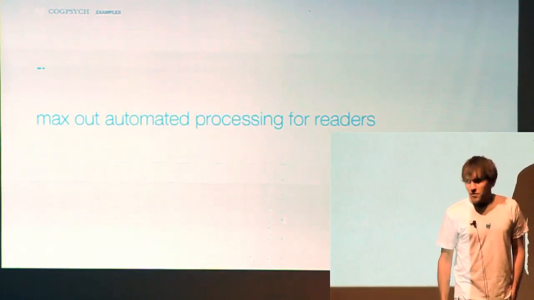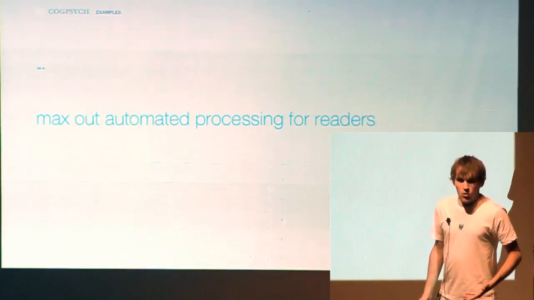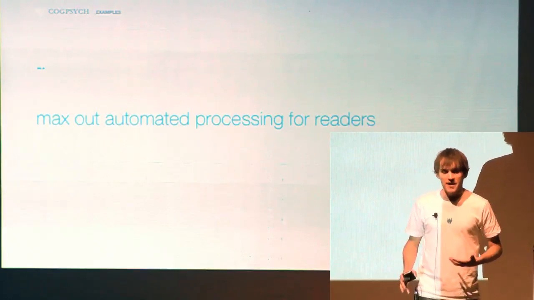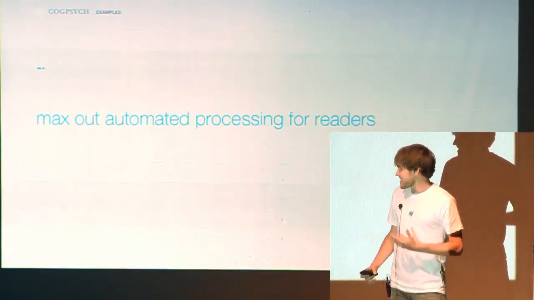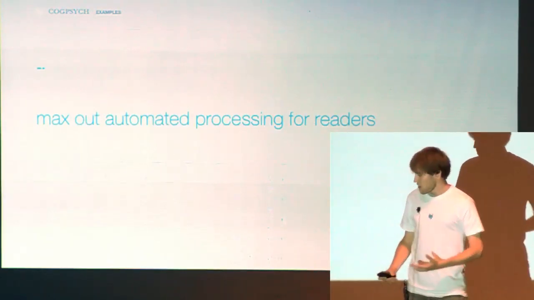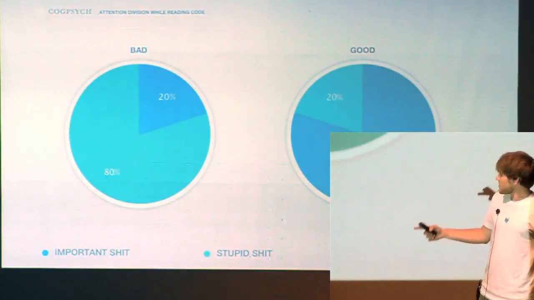Here's the thing. Going back to that Abelson and Sussman quote, for your readers, what you really want to do to make efficient use of their time and optimize their reading of your code, you want to max out that automated processing, make it as easy as possible for them to engage their automated processing for code. The reason you want to do that is this graph right here.